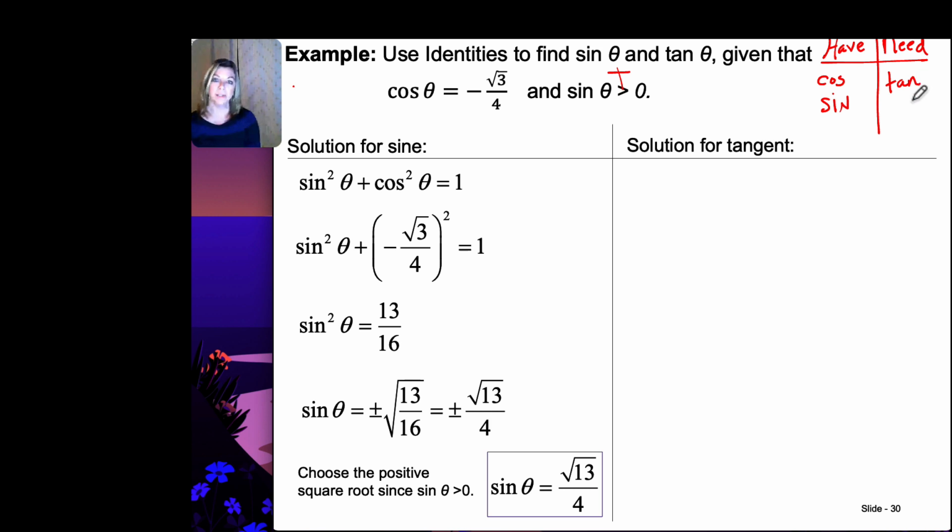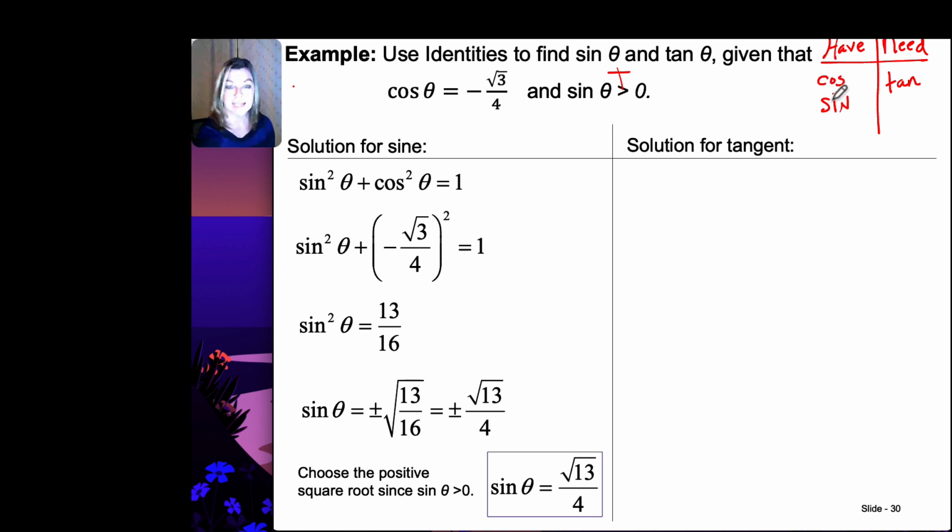Okay, so we need to look at our list of identities. We want to find one that has sine and cosine. These are fine. The identity can have sine and cosine because we know their values, but it needs to have tangent in it as well. So it can have tangent and cosine, or just tangent and sine, or it can have tangent, sine, and cosine, but it must have tangent, otherwise we can't solve for it. And it could have cosine or sine because we know both of those values.